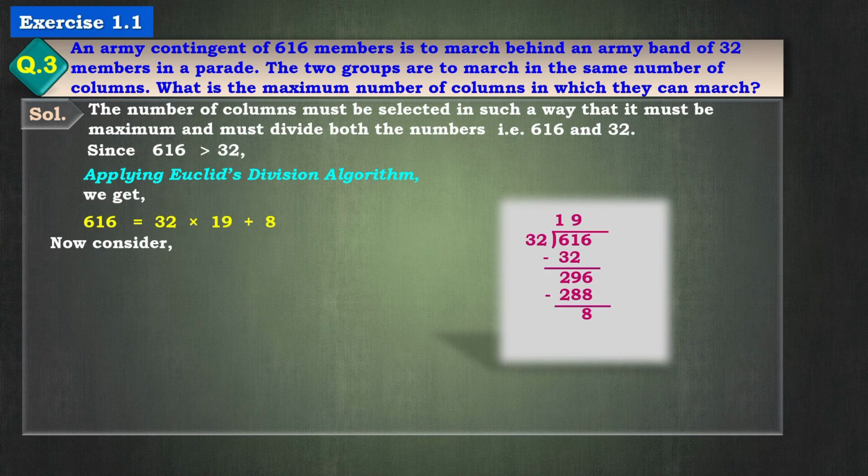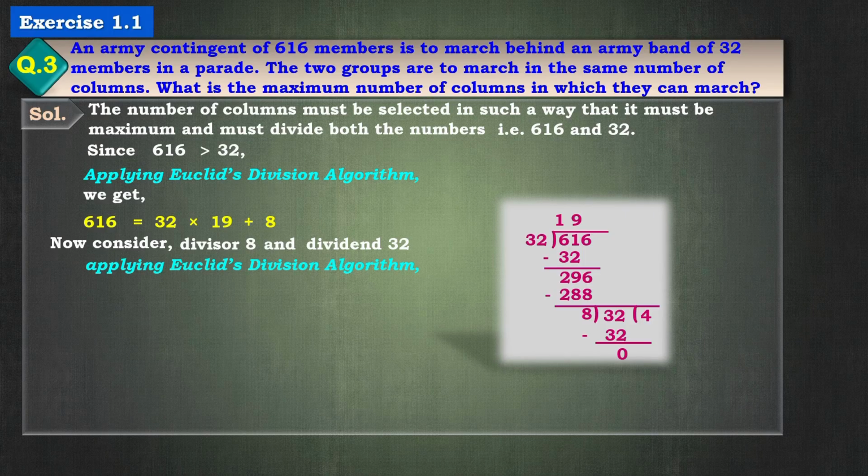Since the remainder is not 0, we now have to consider this remainder 8 as the divisor and 32 as the dividend. 8 4s are 32, so then there will be no remainder. Now applying Euclid's division algorithm, we get 32 equals 8 into 4 plus 0.